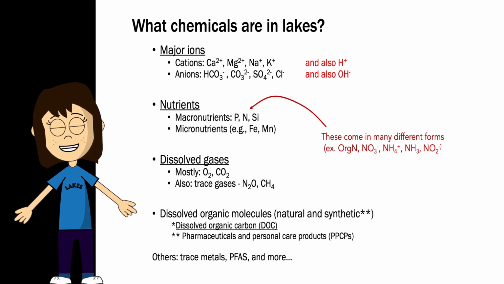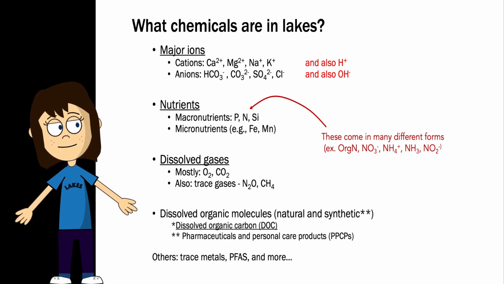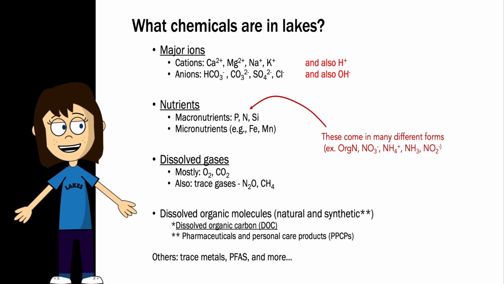We can also consider silica a macronutrient, because some organisms use silica to build their skeleton, including diatoms, which are plankton that are ubiquitous in most lakes. Micronutrients, such as iron and manganese, are also necessary for growth, but are needed at much smaller quantities than macronutrients, such as phosphorus, nitrogen, and silica.